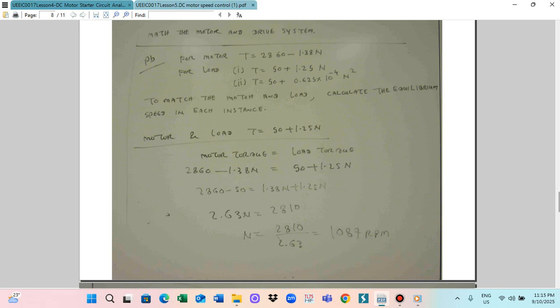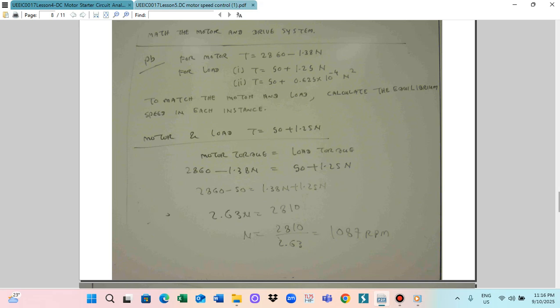So adding 1/3 and 1/2π gives the combined coefficient of n. Then 2860 - 50 divided by that coefficient gives n. So when we calculate for motor 1, we get about 1900 RPM. By this way you can calculate for load 1.